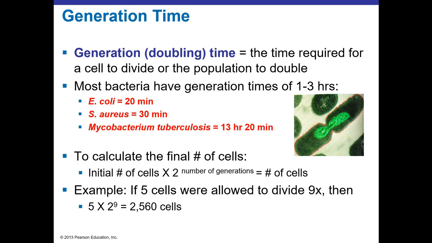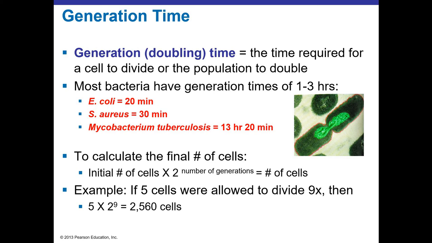Mycobacterium tuberculosis, on the other hand, the causative agent of TB, is one of the slowest growing organisms, taking over 13 hours to be able to double. This also becomes problematic as people become non-compliant with their antibiotic therapy. With slow-growing bacteria, you need to make sure that you're taking all of your treatment so that you kill the organism and not just say, oh, starting to feel better, because the bacteria is still there, just growing slowly.